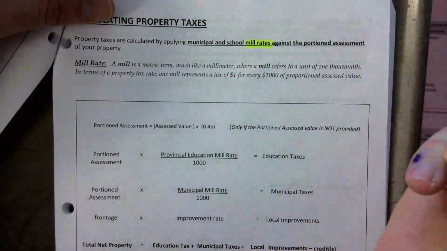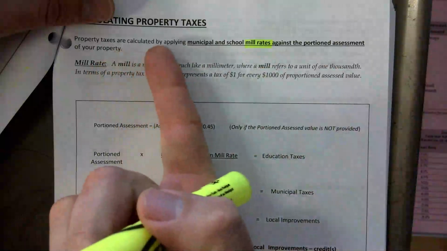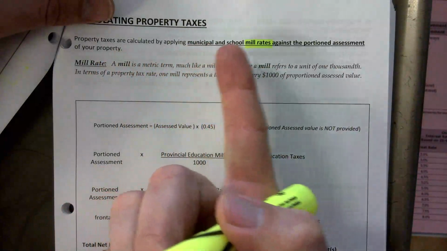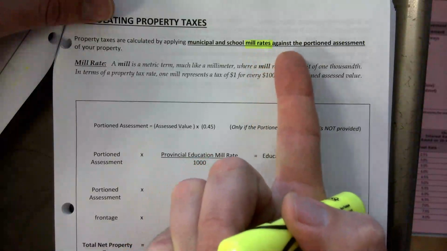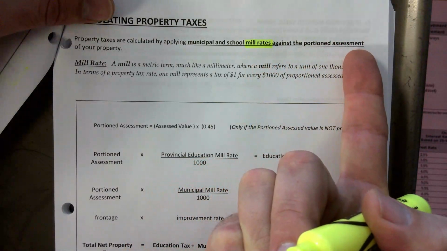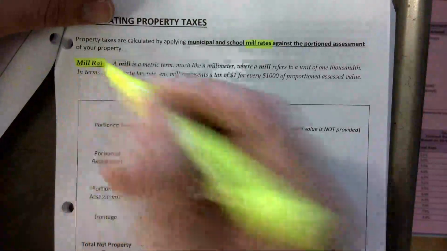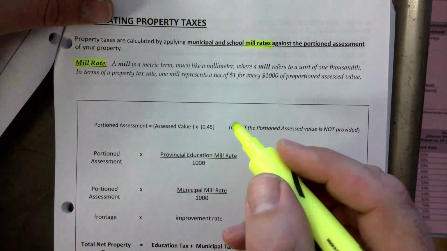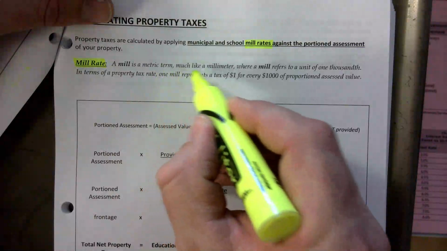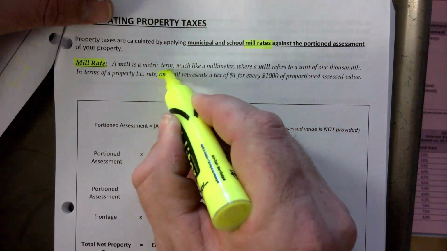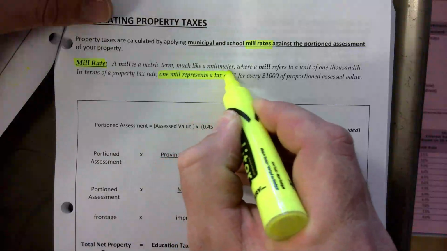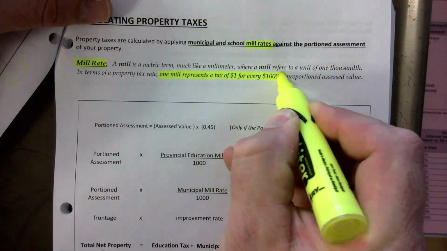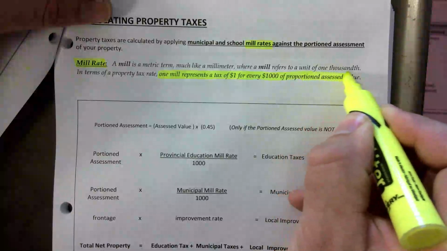Highlight mill rates. Property taxes are calculated by applying municipal and school mill rates against the portioned assessment of your property. What is a mill rate? It is basically this. I'm going to highlight this right here. 1 mill really represents $1 for every $1,000 of portioned assessed value.